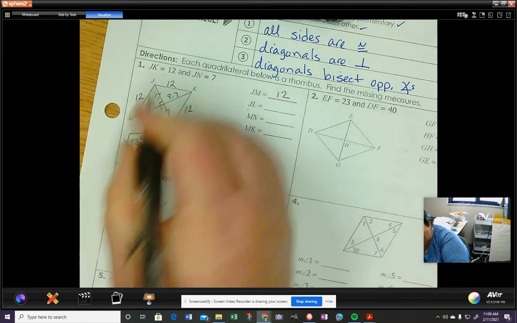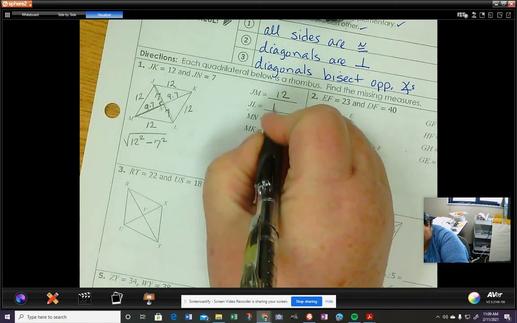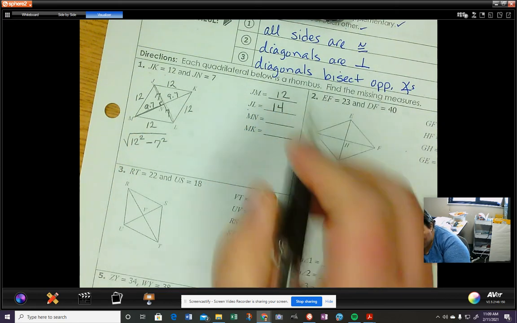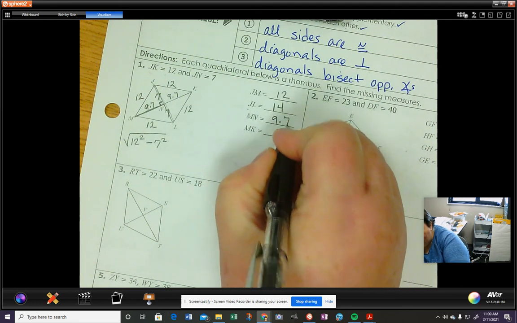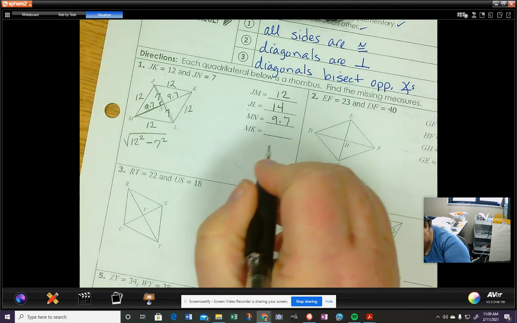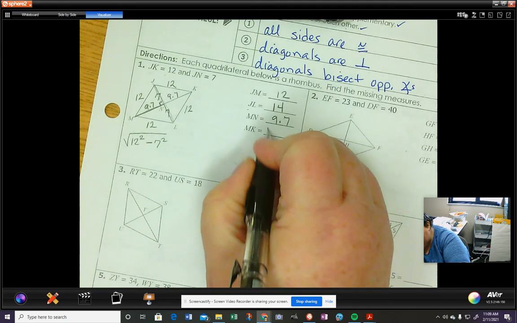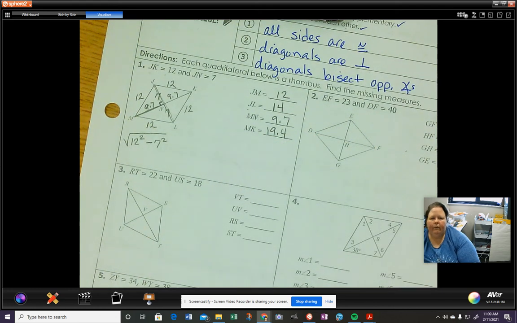JL is this long one right here, is 14. MN, we came up with 9.7. MK, 9.7 is 19.4. Okay. That wasn't too bad.